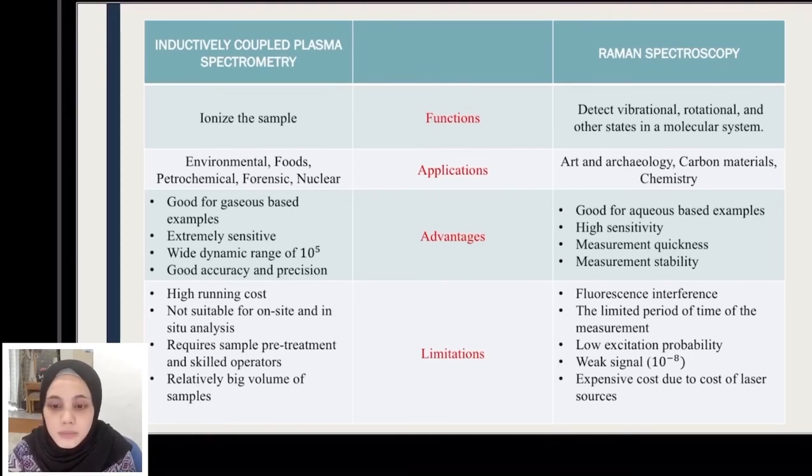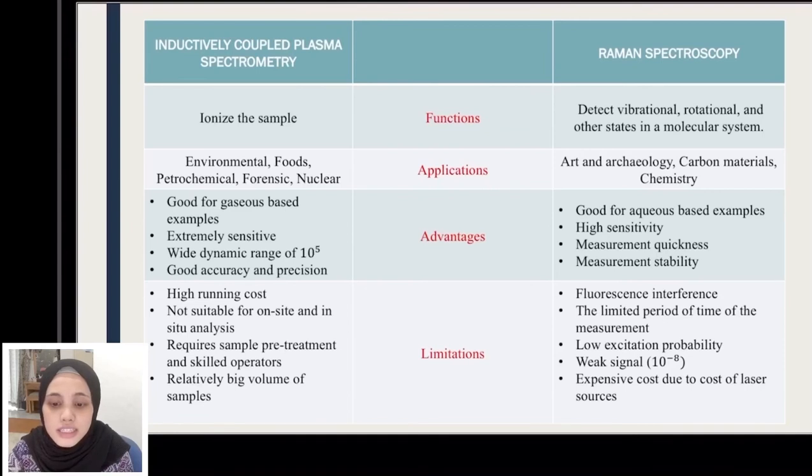The ICP-MS has a high running cost and is not suitable for on-site and in-situ analysis. It also requires sample pre-treatment and skilled operators to undergo the process. ICP-MS is used for relatively large volume samples because it has the ability to determine the isotope composition of a sample using less cumbersome pre-treatment procedures than other mass spectrometry techniques.